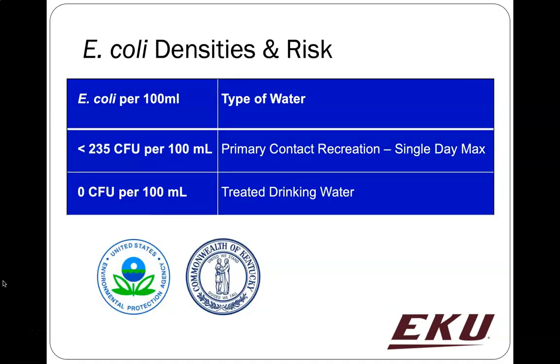So when we look at here in the United States, we say that our beaches, like if you're swimming in lake water, should never be more than 235 CFUs per 100 milliliters during the swimming season.